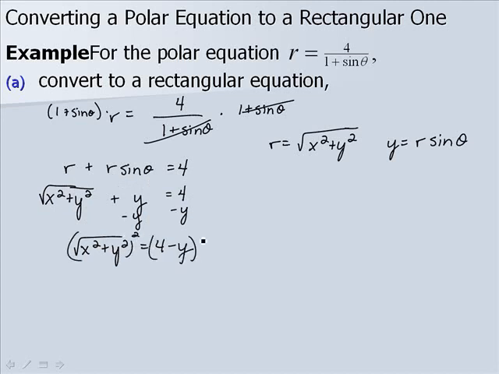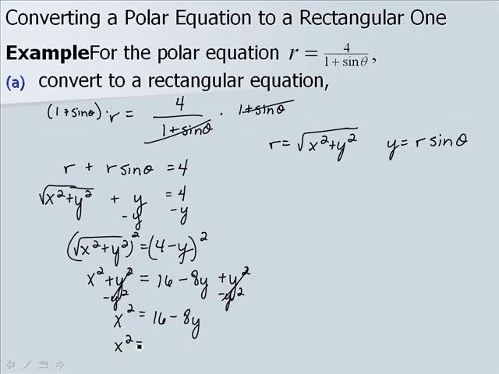And we'll square both sides, so we get x squared plus y squared equals, and when we square this, we'll end up with 16 minus 8y plus y squared. We'll subtract y squared from both sides to solve for x squared here. And we get x squared is equal to 16 minus 8y, or x squared is equal to 8 times 2 minus y when we factor out an 8. And this is our rectangular equation.